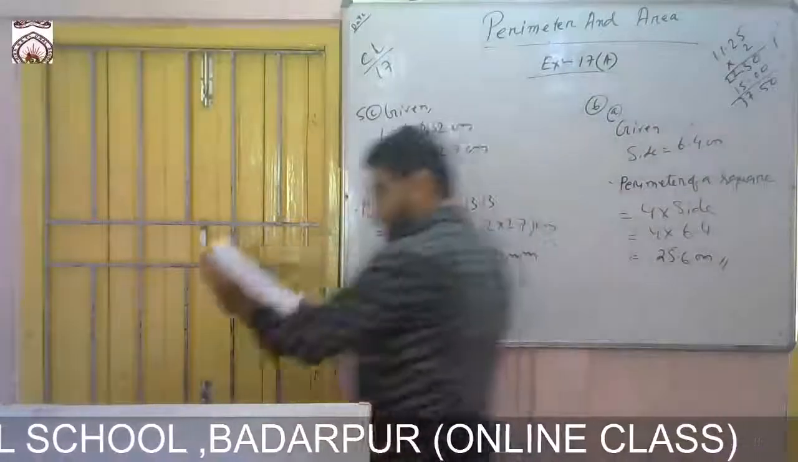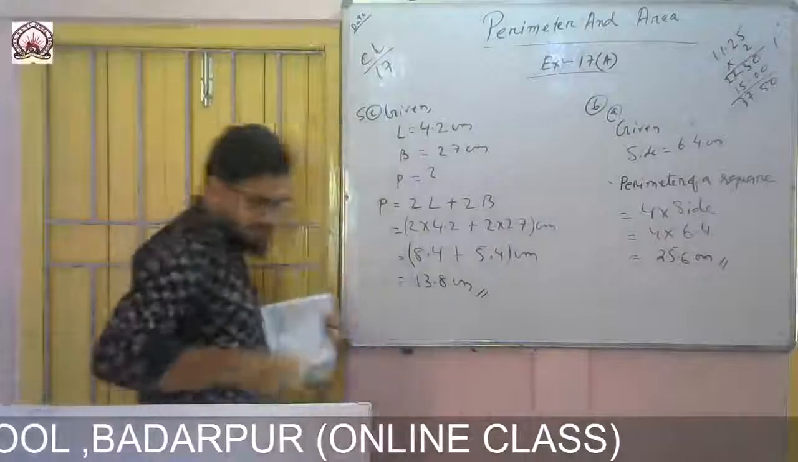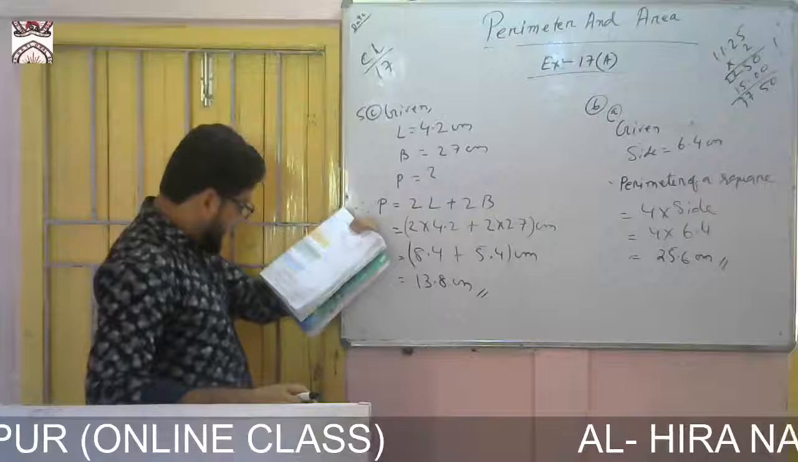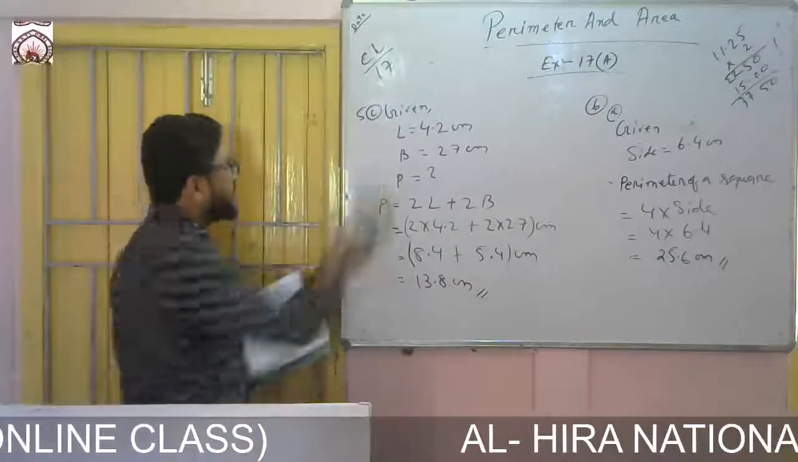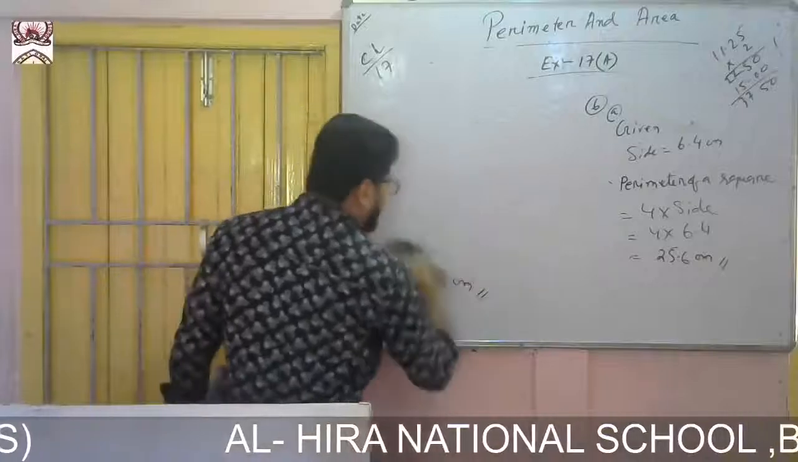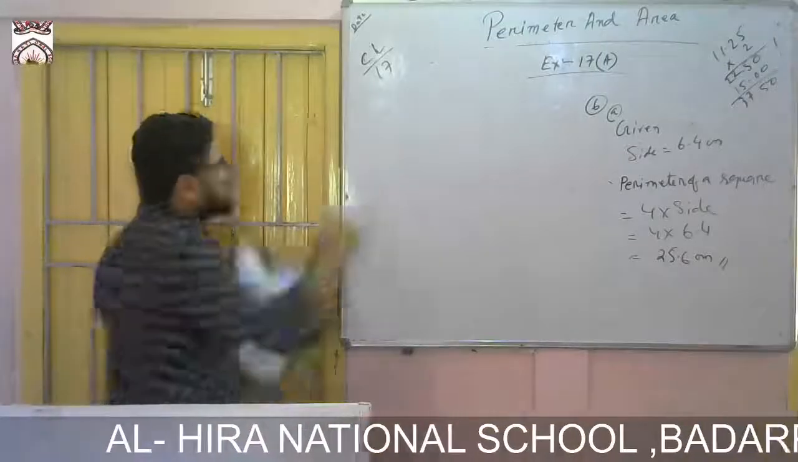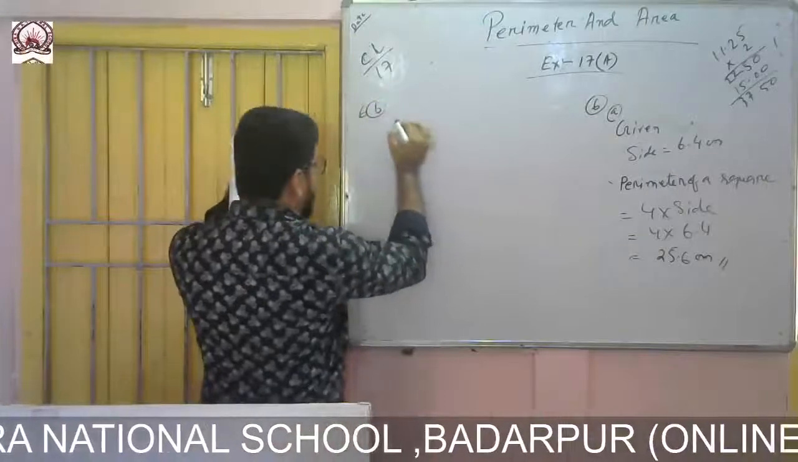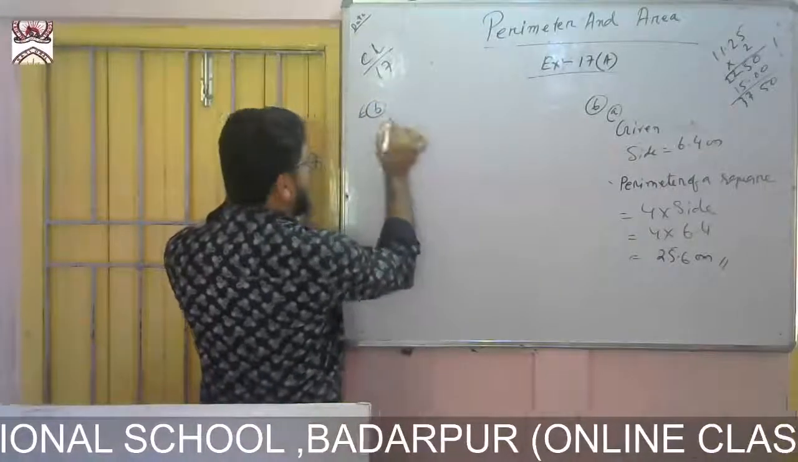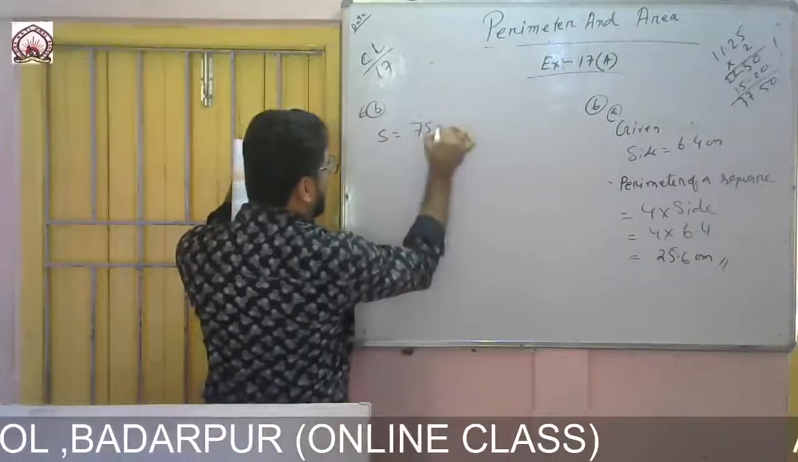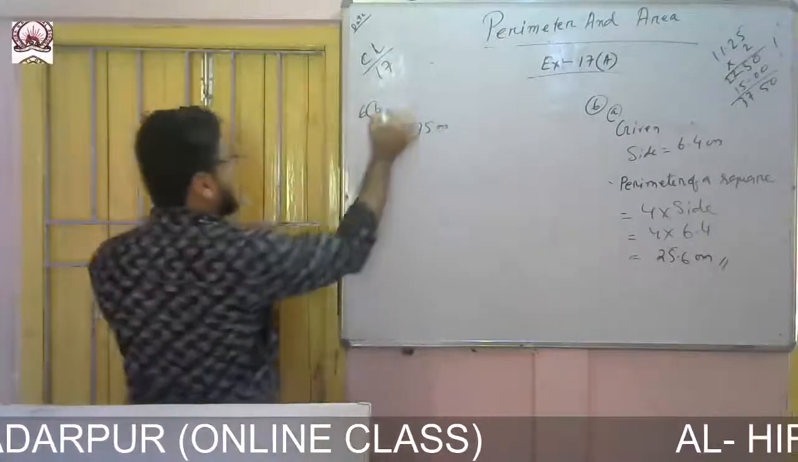25.6 centimeter. Okay. Now come to question number 6B. What is there? S equals to 75 meter. So like this you write nicely, given and everything.